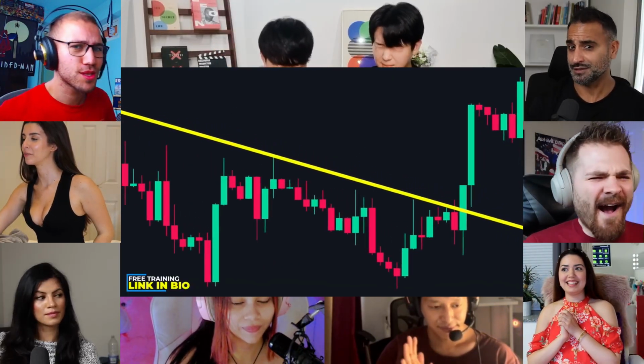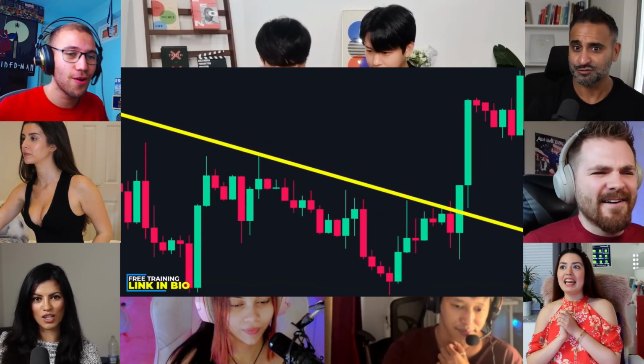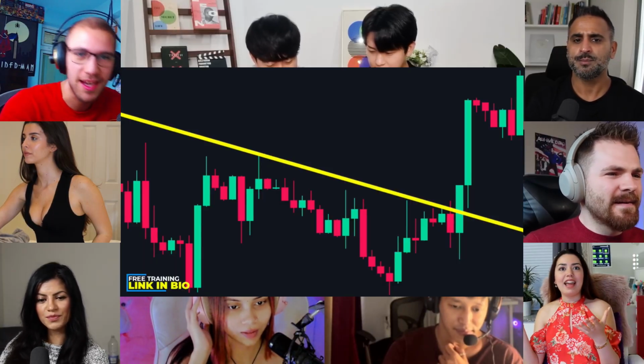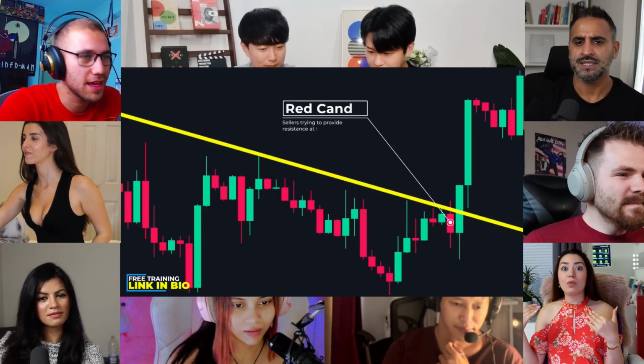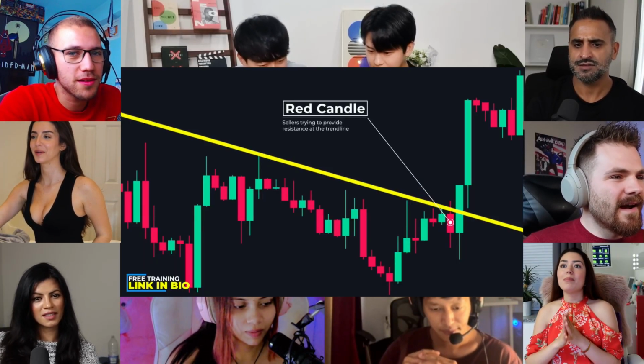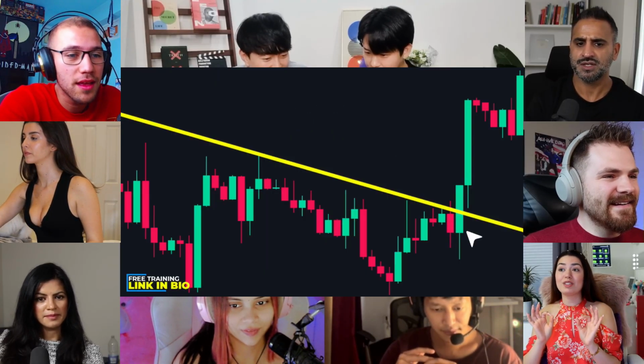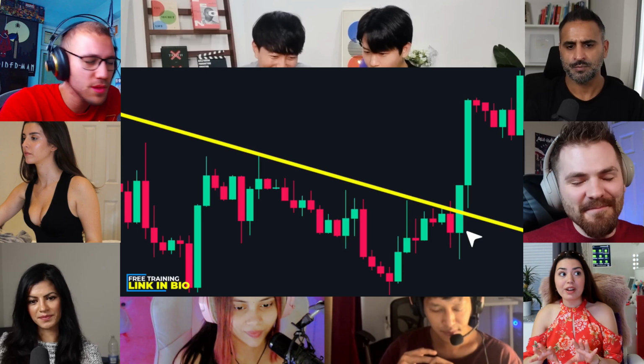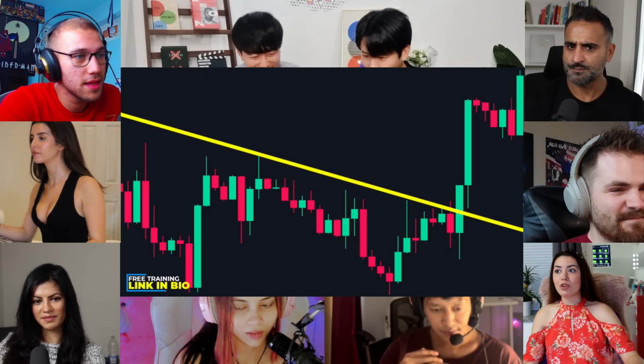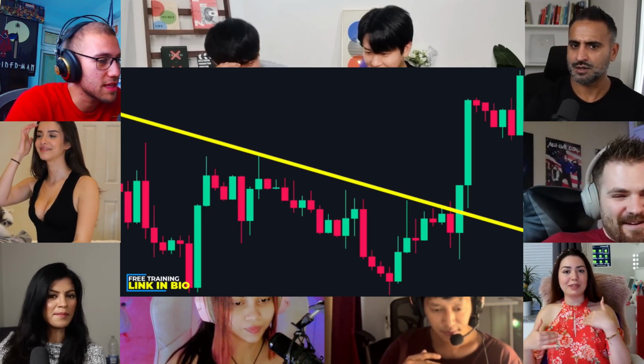When the price reaches near the trend line again, we wait to see if the price develops some pattern. This red candle indicates that the sellers were trying to provide resistance at the trend line. The candle is followed by a large green candle that completely engulfs the red candle. It's a bullish engulfing candle.